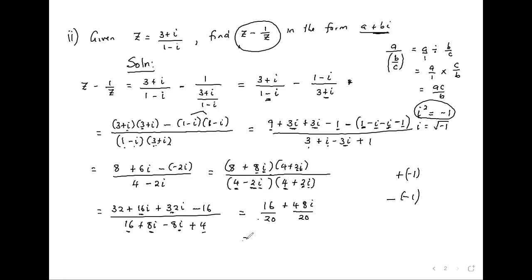Maybe we can simplify further. We divide by 4. 4 into 16, that's 4. 4 into 20, that's 5. Plus 4 into 48, that's 12. And 4 into 20, that's 5, with the i. So this is the solution. You can put i anywhere except in the denominator. If you want, you can write it as 4/5 plus 12i/5. This is the same thing.